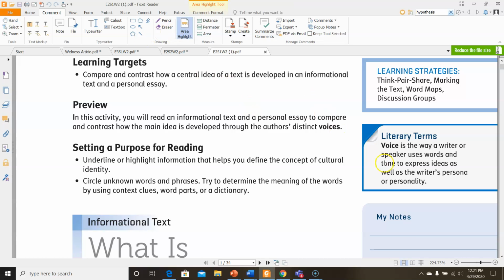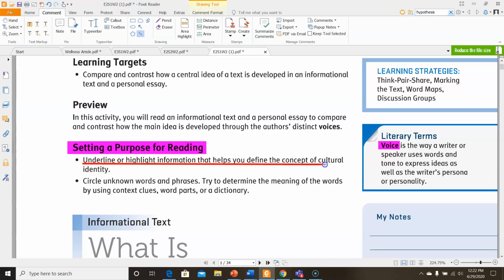I want to draw your attention to this spot on the side where it tells us that voice is the way a writer or speaker uses words and tone to express ideas, as well as the writer's persona or personality. So let's look at setting a purpose for reading, which in my opinion is the most important thing we need to pay attention to because it tells us what to look for while we are reading. First of all, it says to underline or highlight information that helps you define the concept of cultural identity. So anything that helps us understand cultural identity, we're going to underline or highlight. We're going to circle unknown words and phrases, trying to determine the meaning by using context clues, word parts, or a dictionary.